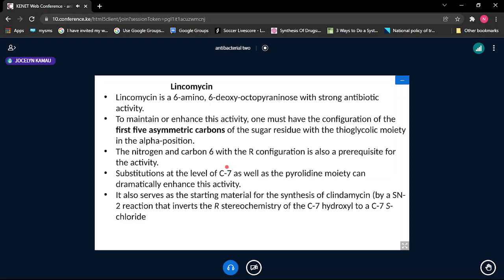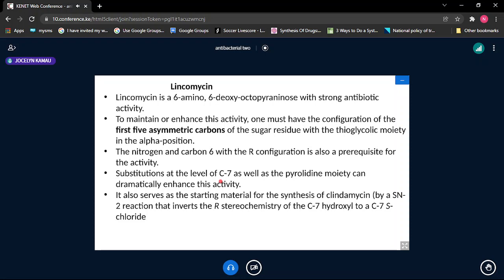So we have seen substitution at carbon 7: replace the hydroxyl group with a chloro group, invert the stereochemistry, and the resultant molecule has much, much higher activity. Also, we will see on the pyrrolidine moiety, an N-propyl group is important for maximum biological activity. So the groups that you have in this molecule are necessary for optimal activity. If you remove them, there can be activity, but not the best.